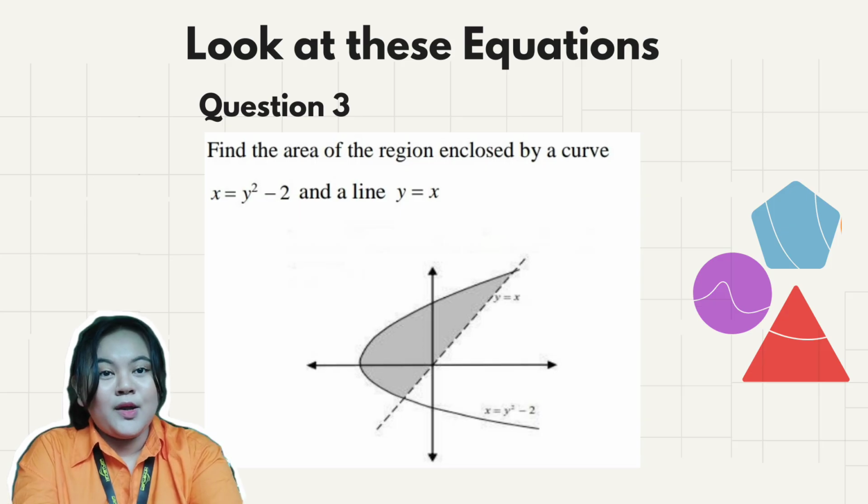Okay, now we look at the question. In question 1, we find the area of the region enclosed by the curve x equals y squared minus 2 and the line y equals x.